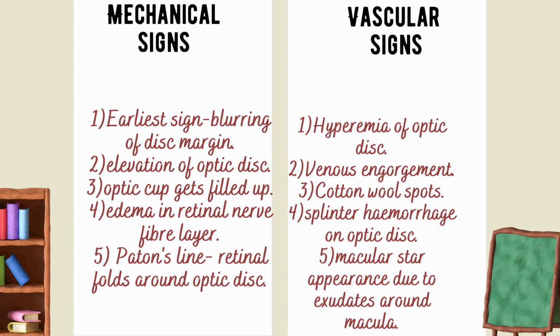The next is vascular signs. Under vascular signs: hyperemia, venous congestion, venous engorgement. Cotton wool spots will be there. Then hemorrhage, splinter hemorrhage on the optic disc, and macular star appearance because of deposition of exudates on the macula. So these are the vascular signs, and those were the mechanical signs of papilledema. You have to remember these signs, okay?